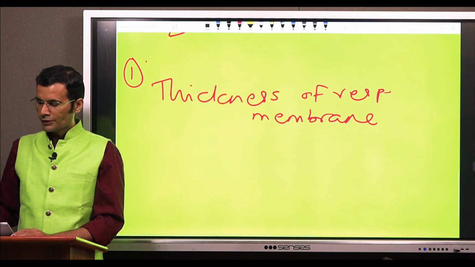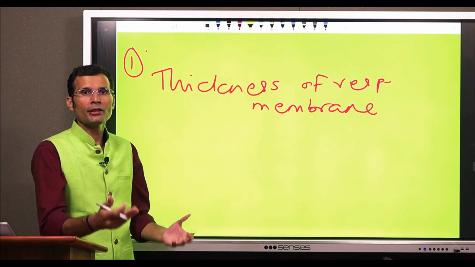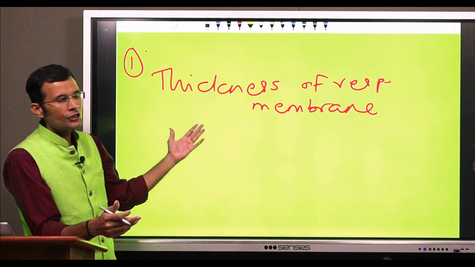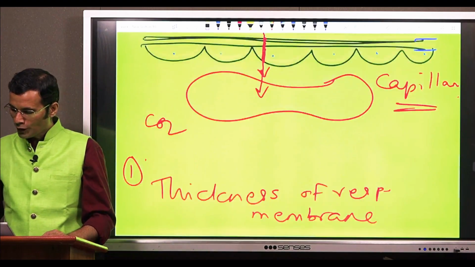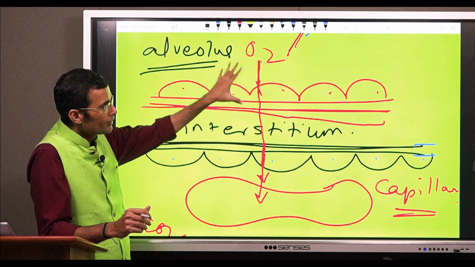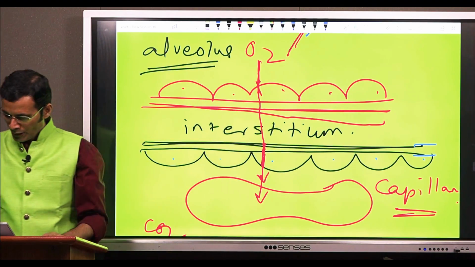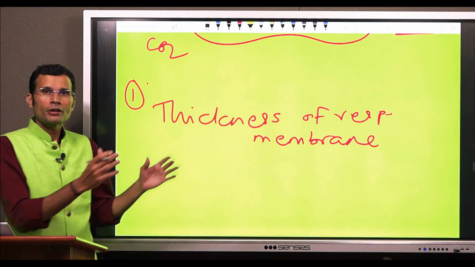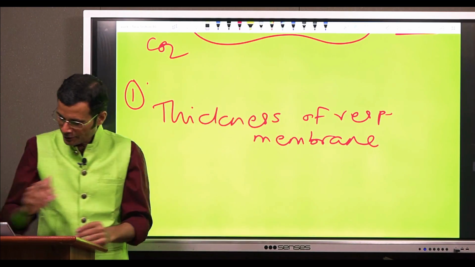So, inverse relationship. Or interstitial lung disease. Interstitial lung disease will also increase the thickness of the interstitium and therefore the thickness of this respiratory membrane. Therefore the gas diffusion rate would decrease.